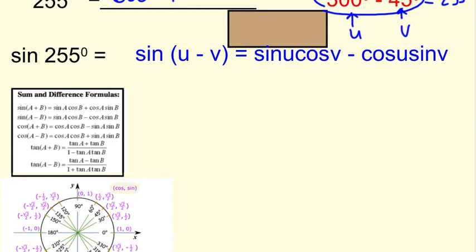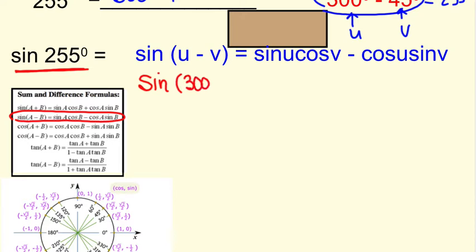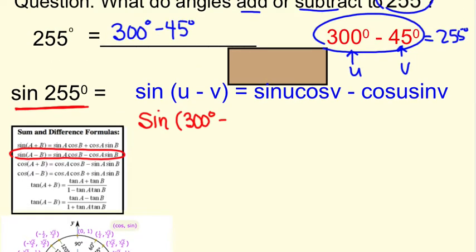All right, let's go ahead and find the exact value of the sine of 255 degrees. So we want to find out what is the sine of 255 degrees. The formula we're going to use is this second one. It's kind of small, so I rewrote it here in the blue. So I'm going to plug in my U and my V. My U, remember, is 300 degrees. My V, up here in the circle, is 45 degrees.